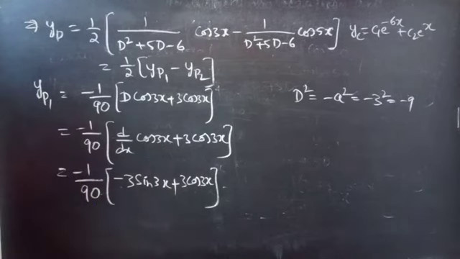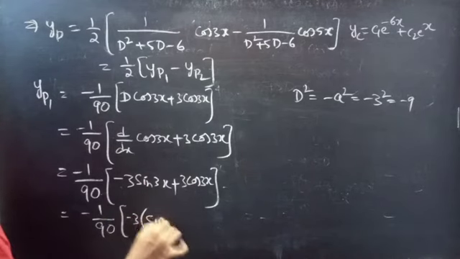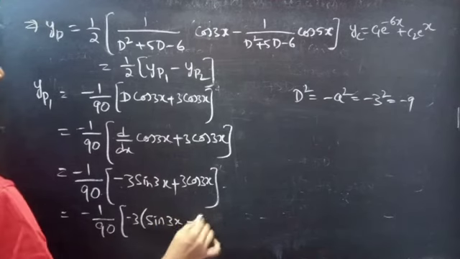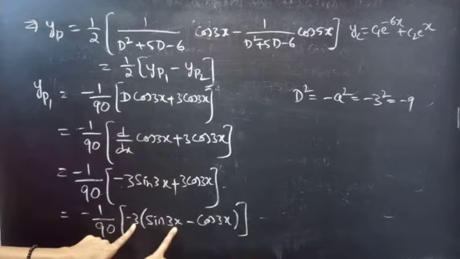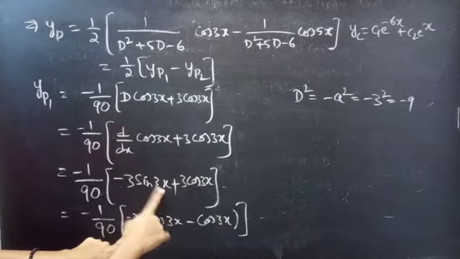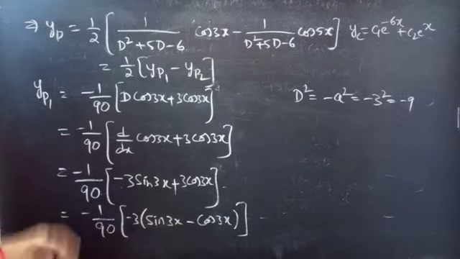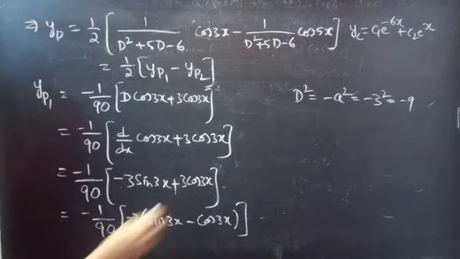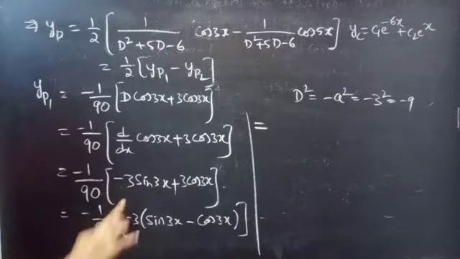Okay, let's see what happens. Is equals to minus 1 by 90 into, we are taking minus 3 common. Minus 3 into (sin 3x minus cos 3x). See, minus 3 into sin 3x is minus 3 sin 3x. Minus 3 into minus cos 3x is plus 3 cos 3x. We'll get the same thing, right? Now, is equals to, you can just remove these brackets.